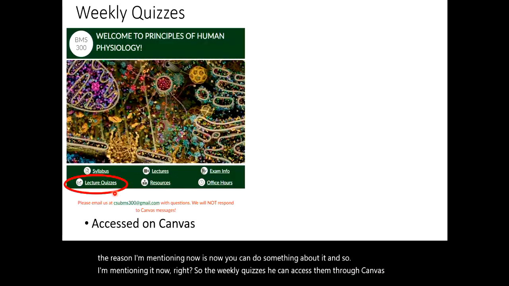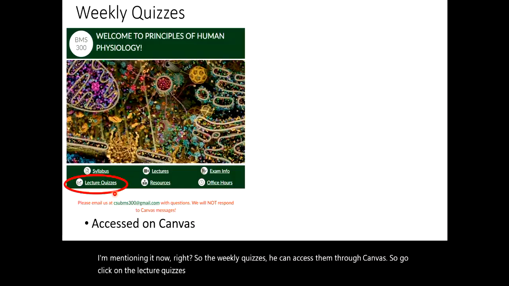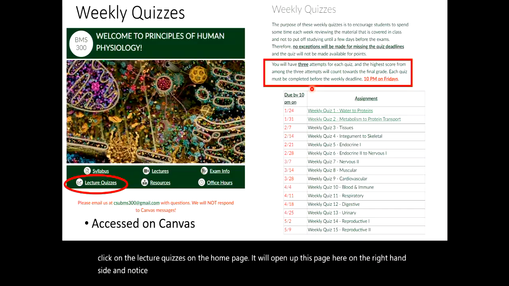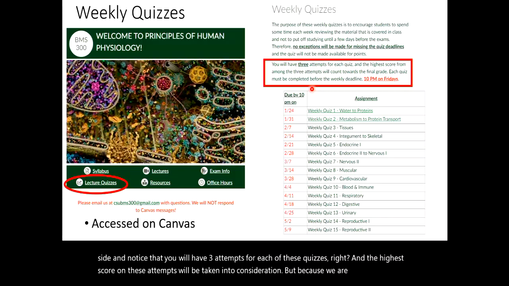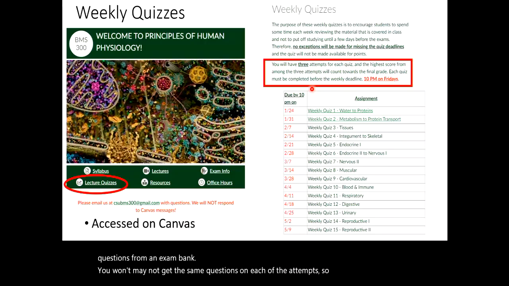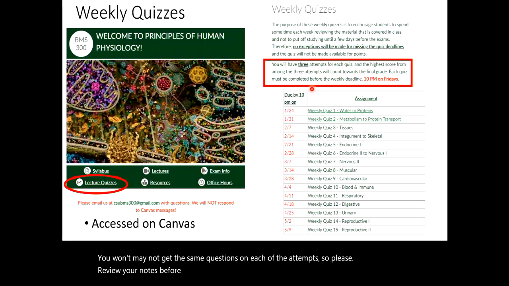So go click on the lecture quizzes on the home page. It will open up this page here on the right hand side, and notice that you will have 3 attempts for each of these quizzes, right? And the highest score on these attempts will be taken into consideration. But because we are pulling questions from an exam bank, you may not get the same questions on each of the attempts. So please review your notes before you take the lecture quizzes.